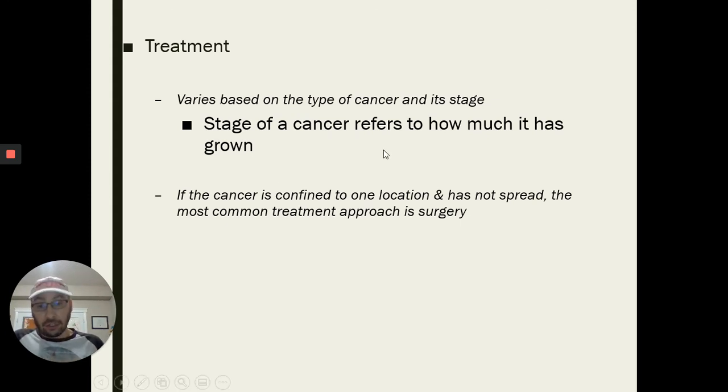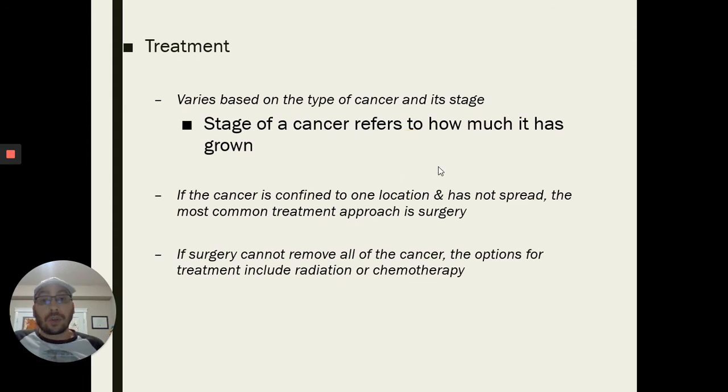If the cancer is confined to one location and it hasn't spread, the most common treatment is surgery. Get rid of it. So if there's a mass of cells, breast cancer is a very common one, a mass of cells in the breast, they can go and remove that. If surgery cannot remove it, or if it's spread too much, then we start looking at radiation or chemotherapy.